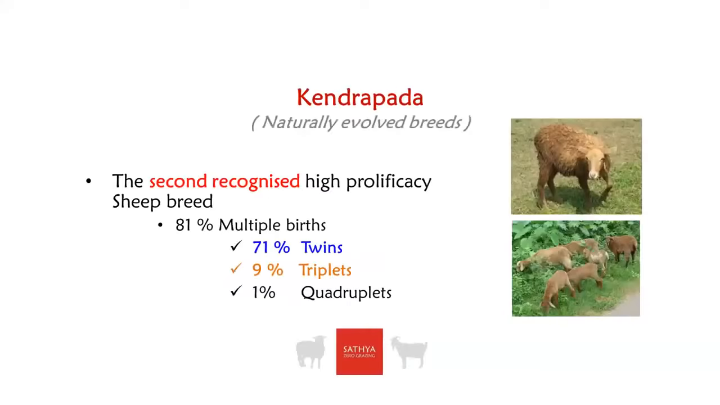Kendrapada is the second recognized high prolificacy sheep breed in India, after Garole. It is also a naturally evolved breed. 81% give multiple births. 71% of the breeders give twins, and 9% give triplets also. Rarely we may get quadruplets also.